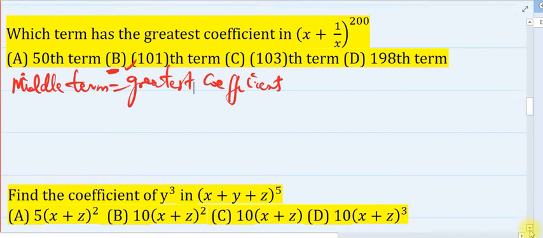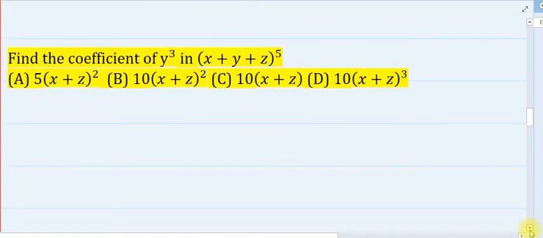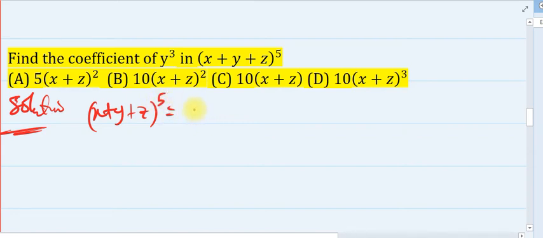The next question, we are asked to find the coefficient of y cube in the expansion. Looking at this, it is three terms. It's not a binomial, but we use our common sense. We can write (x + y + z) raised to power 5 as (y + (x + z)), taking x plus z as one term. Yes, we are correct. So we now use our expansion here. Remember, we are looking for the coefficient of y cube.